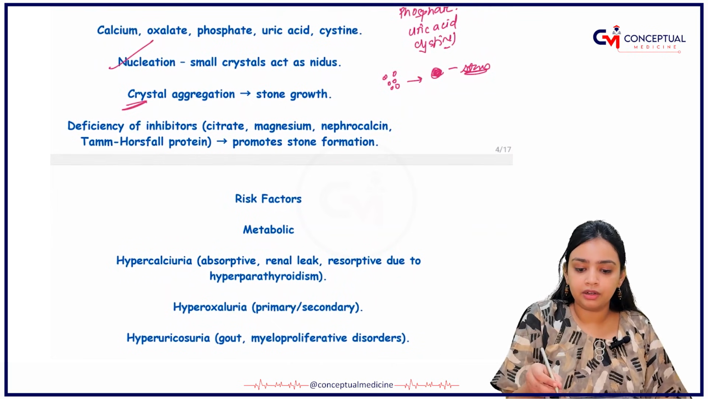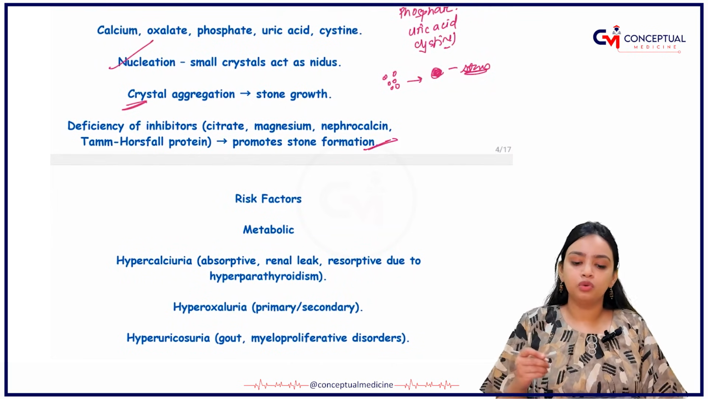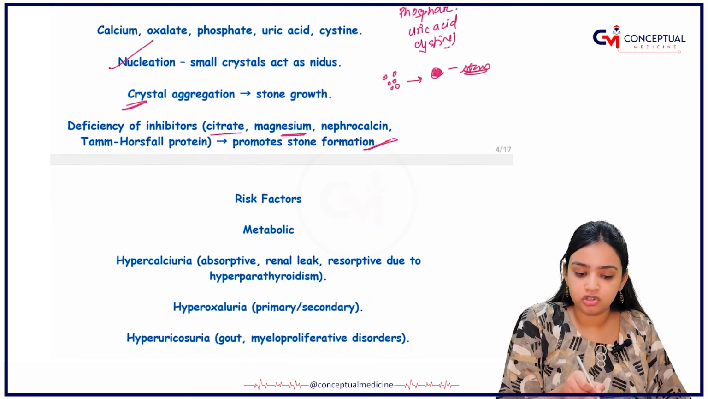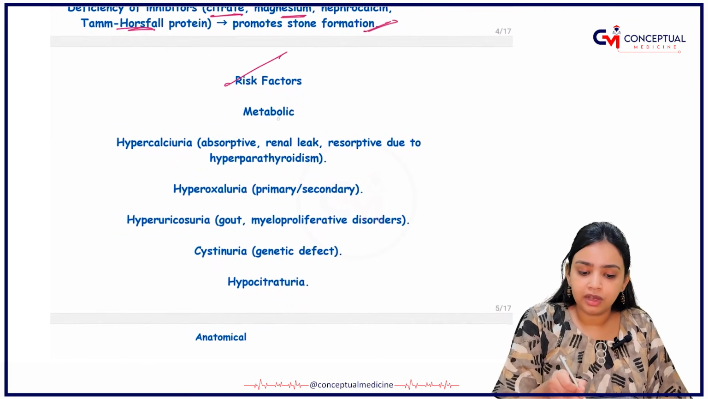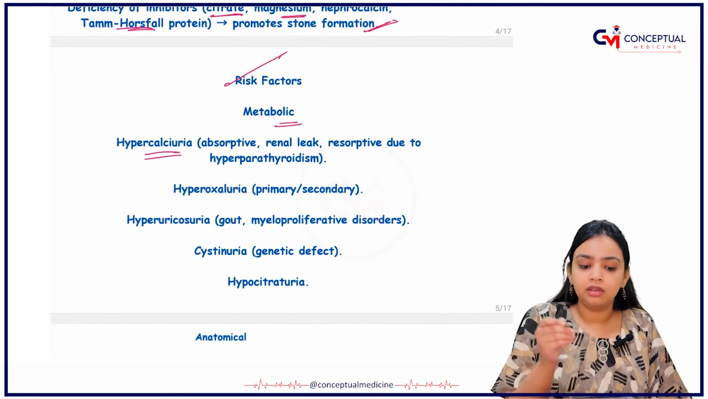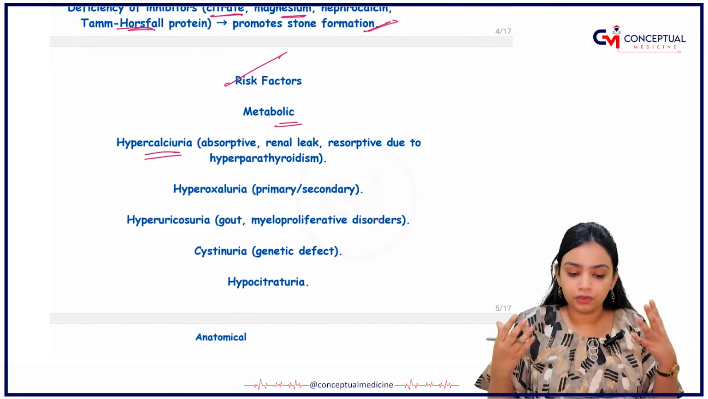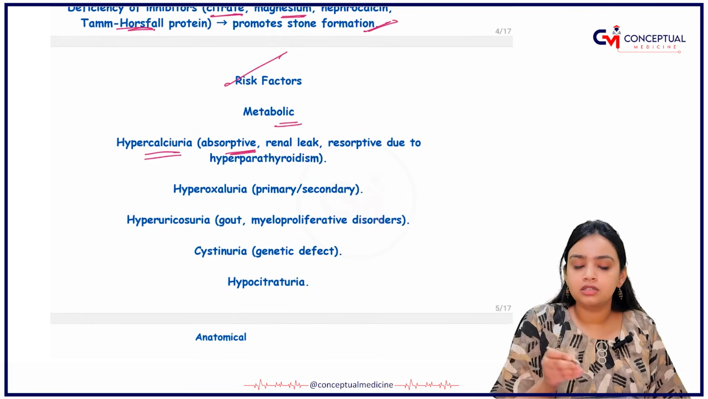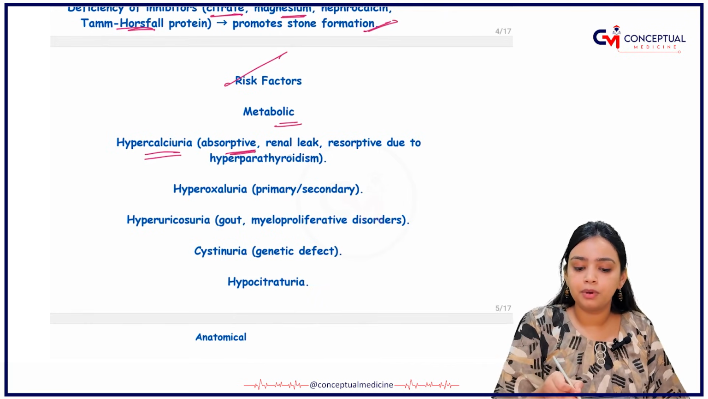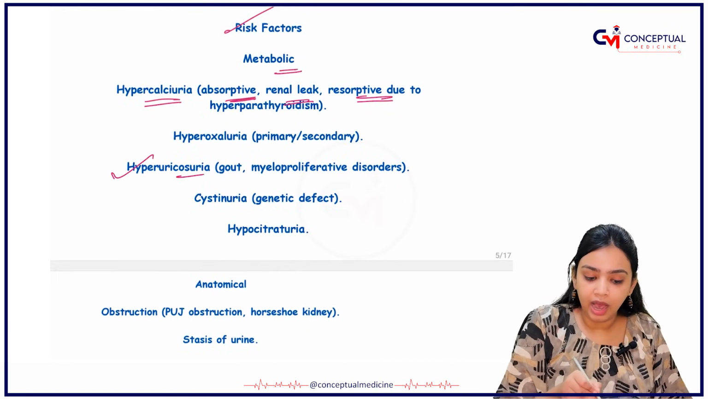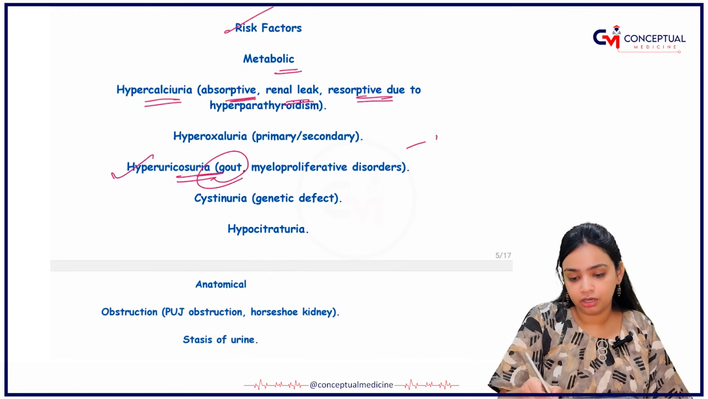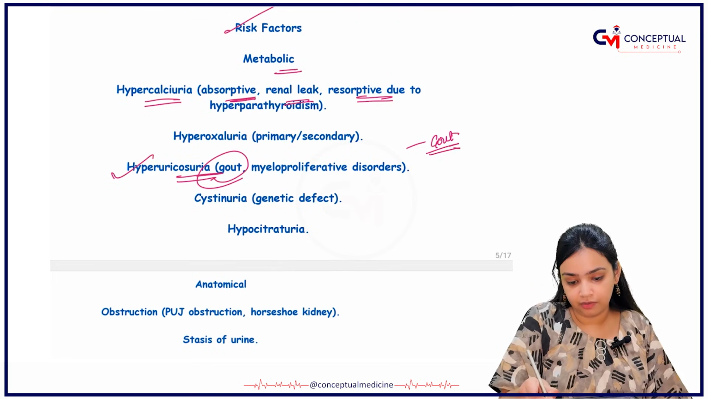So what are the risk factors that promote the stone formation? That is nothing but your magnesium, citrate and proteins. What are the risk factors? You have the metabolic, like if the person is having increased level of calcium, that is the absorption of the calcium is not proper. If there is renal leakage, if there is reabsorption, if there is hyperuricemia, like the condition of gout, if the patient is having gout.